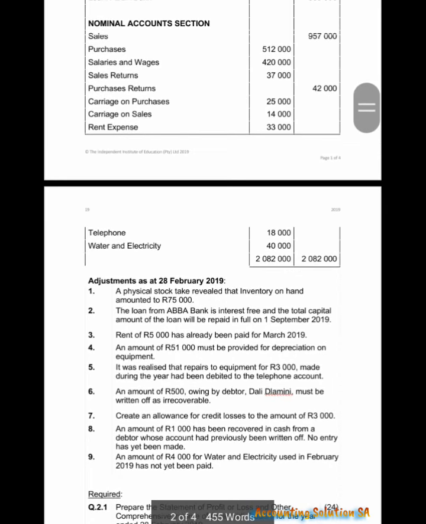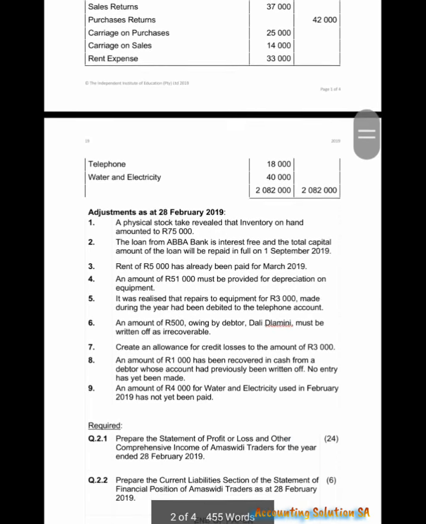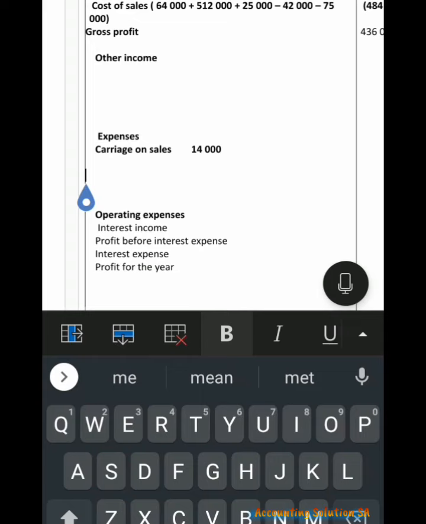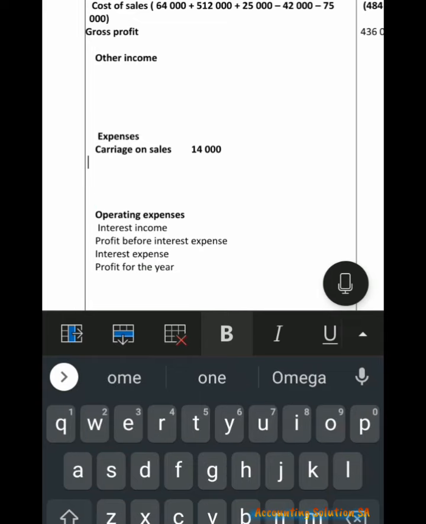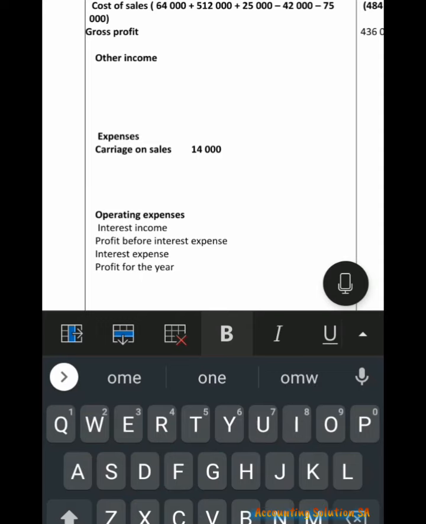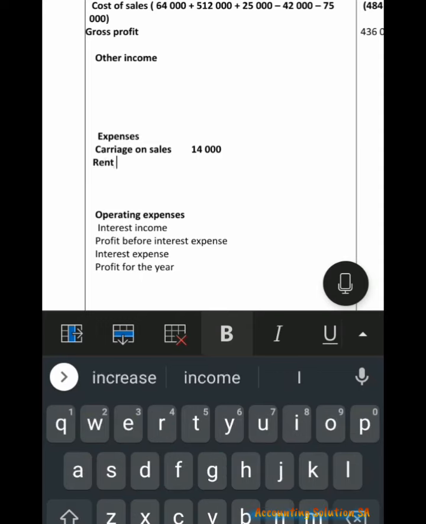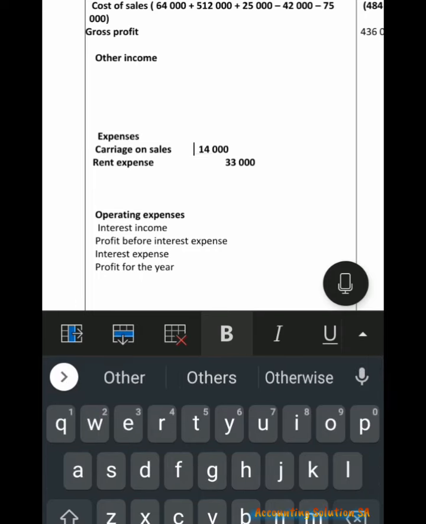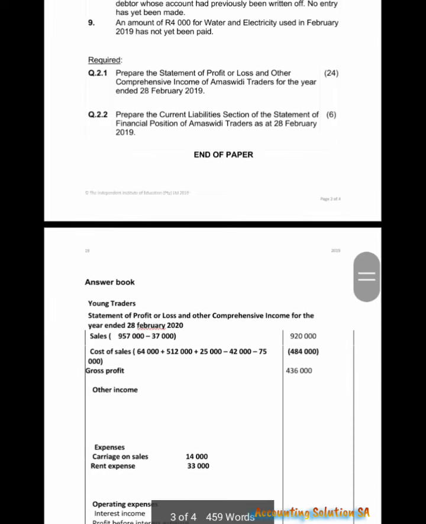Then we also have a rent expense. Rent expense, of course, will fall under expenses, which is 30,000. We have rent expense. Okay, then the amount is 33,000.